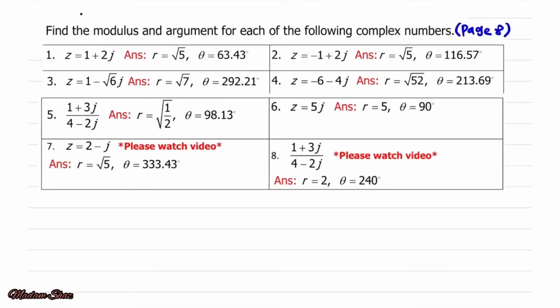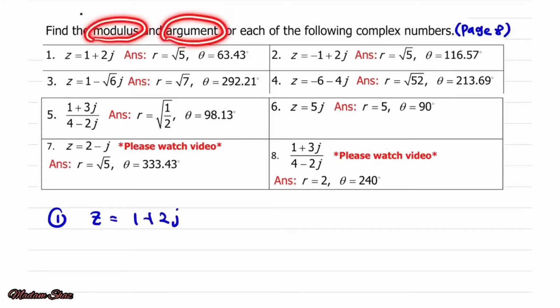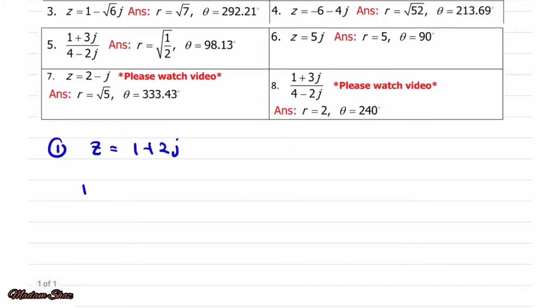So let's try to do example 1. Z is equal to 1 plus 2j. So the question asks you to find the modulus and the argument. So the modulus is r is equal to square root of a square plus b square. So you have to determine what is your a and what is your b. A is equal to your real number, which is 1. B for the imaginary number, whereby b is equal to 2.